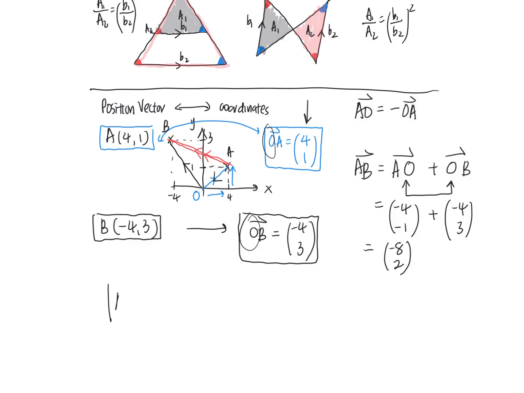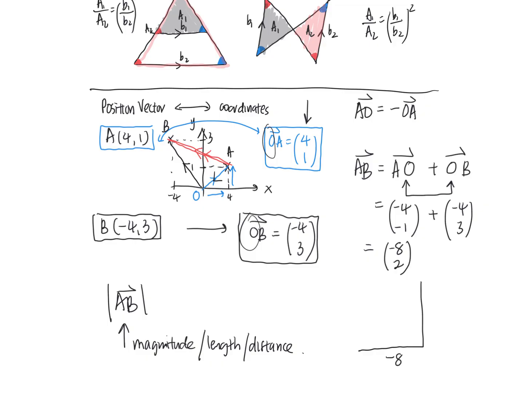If I ask for the magnitude, this symbol means magnitude, or length, or distance. It all means the same thing. So imagine if this is -8 here, 2 units upward. To find the length here, you will square the x coordinate, square the y coordinate, add them up, and take a square root. So you use Pythagoras theorem to find the length.